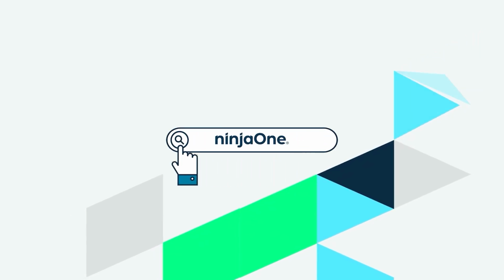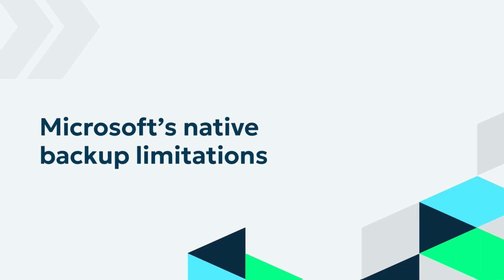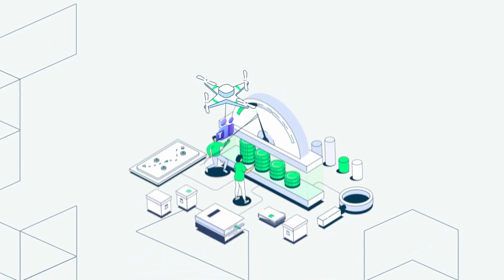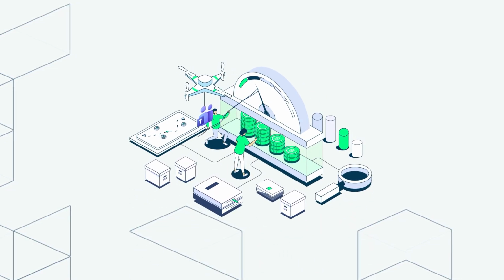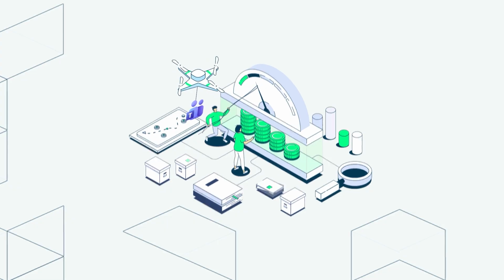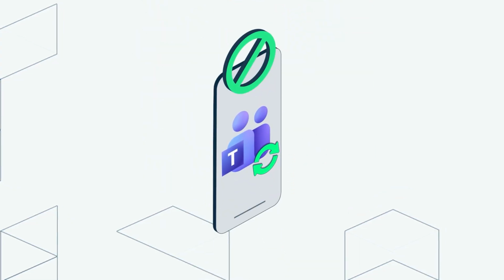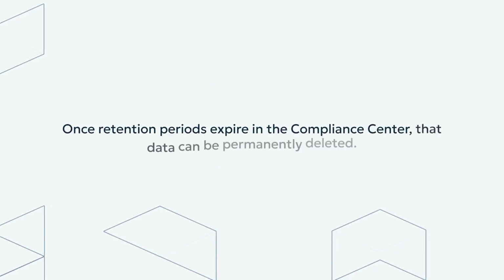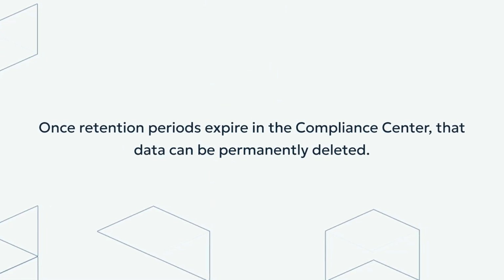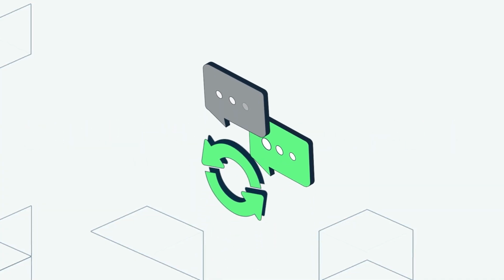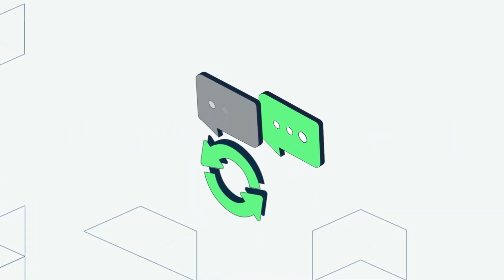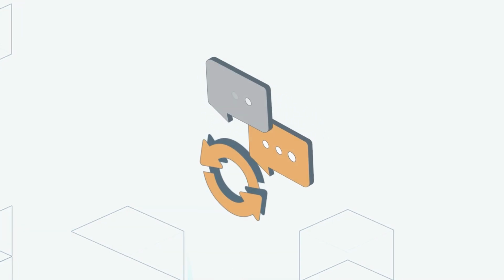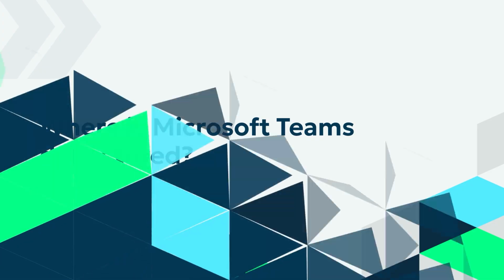Microsoft's native backup limitations. Microsoft operates under a shared responsibility model, which means they keep their infrastructure running and their services available, but protecting your data is on you. Teams does not provide a native, centralized backup and recovery solution for all Teams data types and integrations. Once retention periods expire in the Compliance Center, that data can be permanently deleted. Depending on the recovery method used, restoring a deleted channel may not fully recover all associated message history or conversation context.